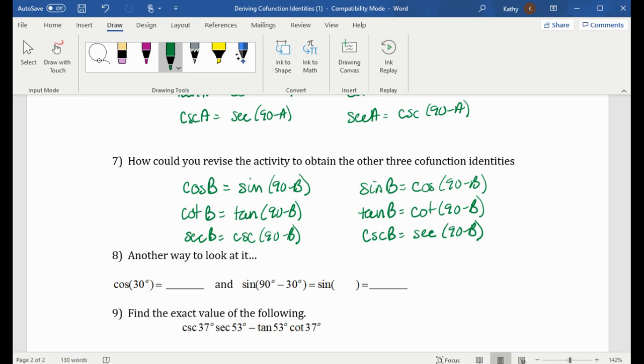So how does that apply when you actually put in some numbers? Well, cosine of 30, what's the complement to 30 degrees? It's 60 degrees, right? So therefore, this would equal the sine of 90 minus, well, our angle, I'll put A here, which is sine of 90 minus 30, which is the sine of 60. So that, as we know, is equal to the cosine of 30.